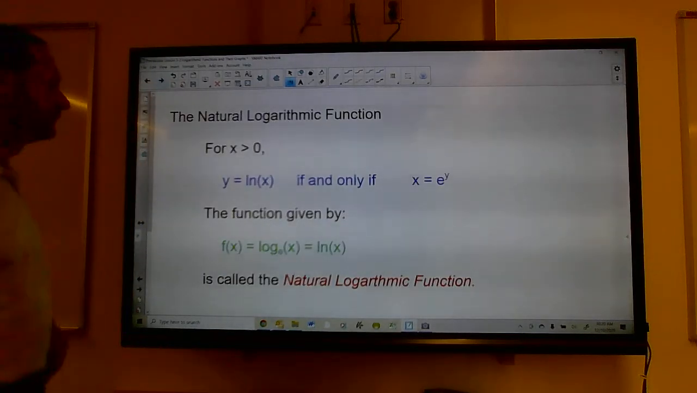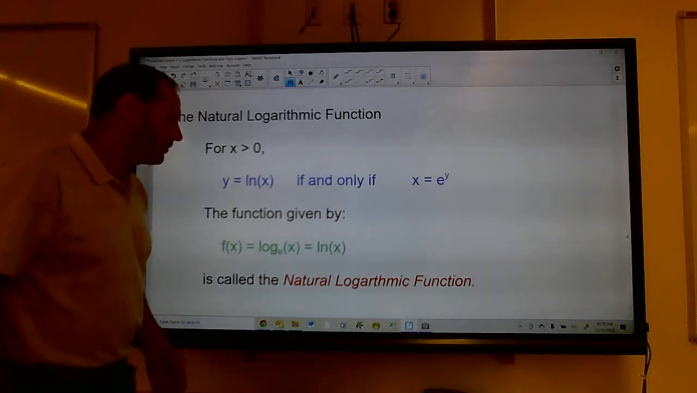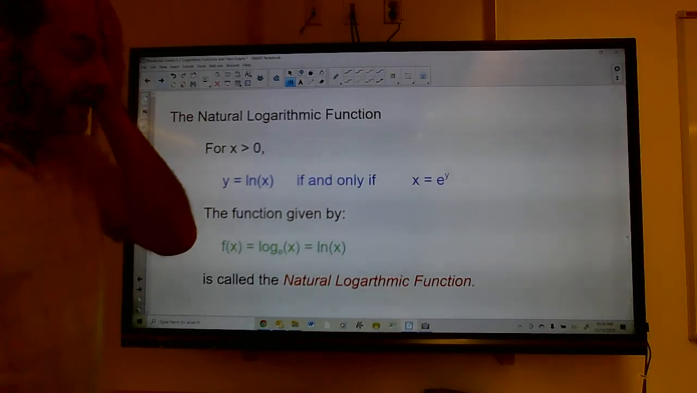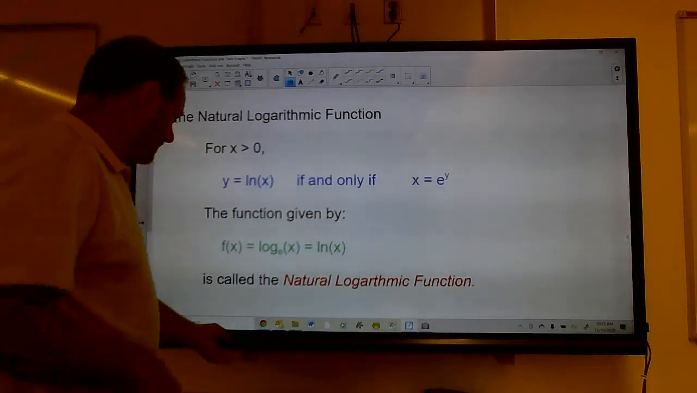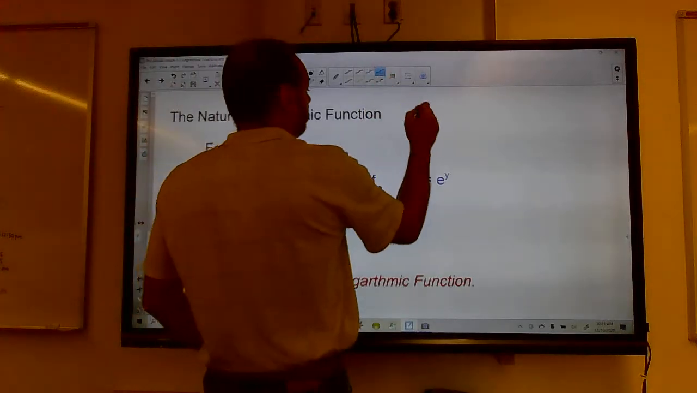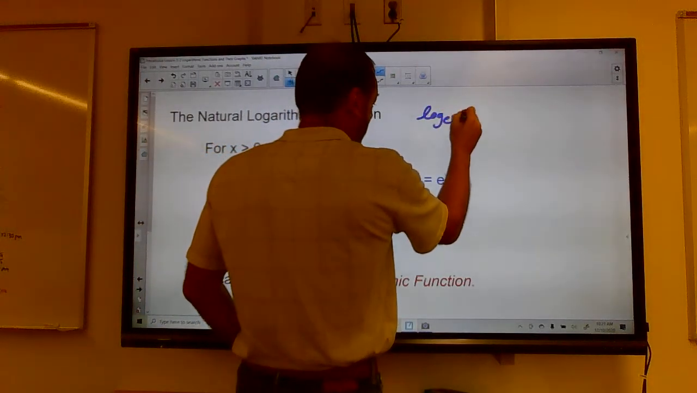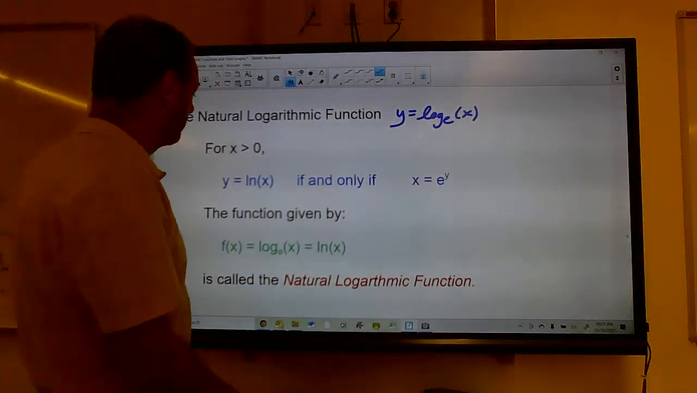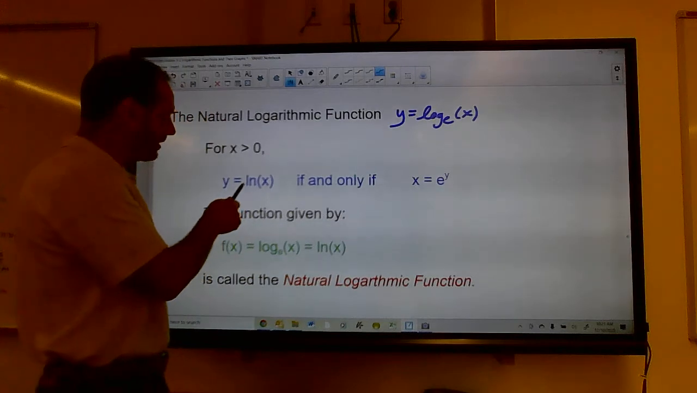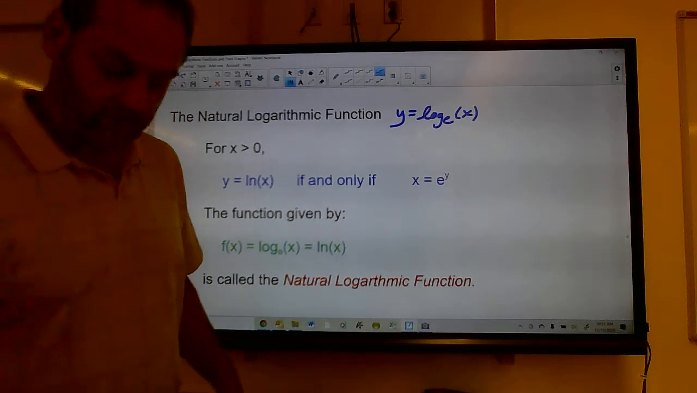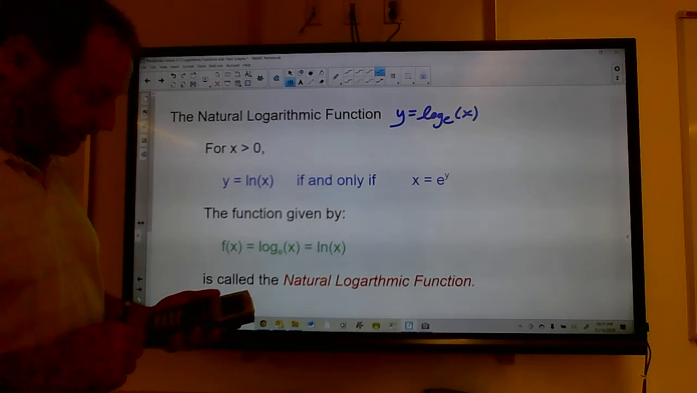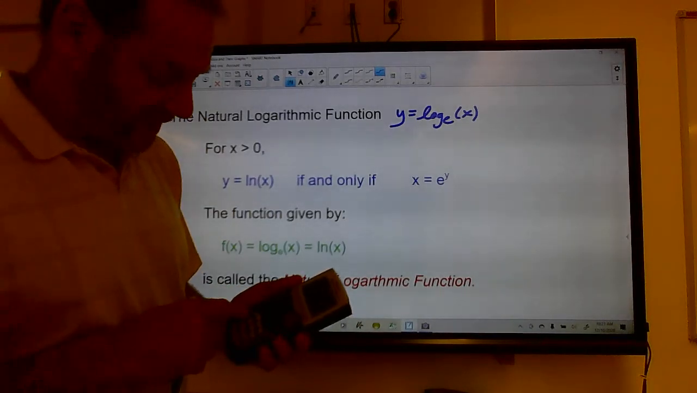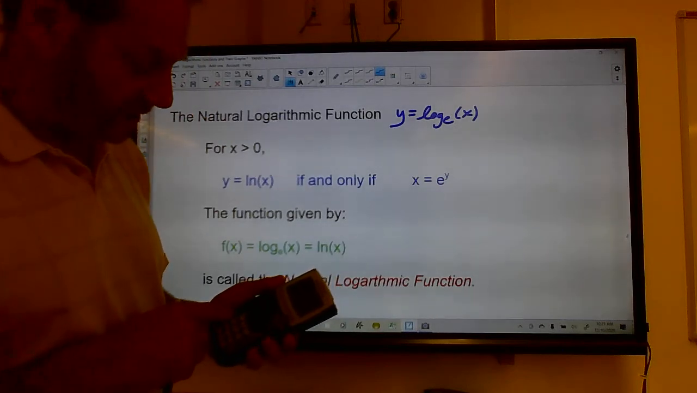The natural log. Okay, so the natural log is a special logarithm. I suppose you could write it like this. It's the log base e of x. Okay, we don't write it that way though. We write it as ln, and this is actually logarithm natural. It's French. Okay, so if you look between your 7 and your 4 key, there's your ln key. That's your natural log key.